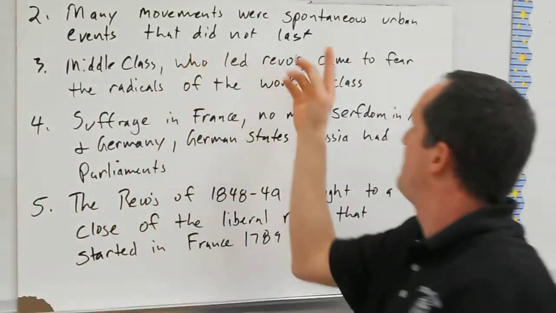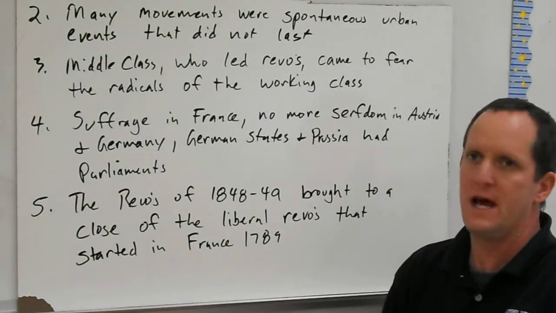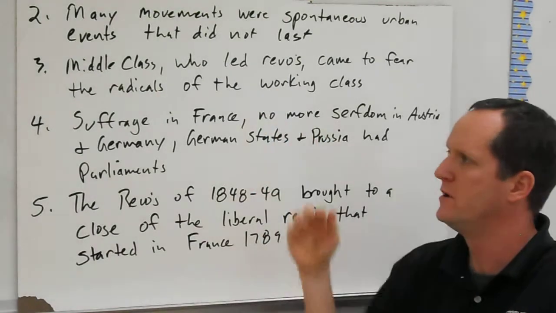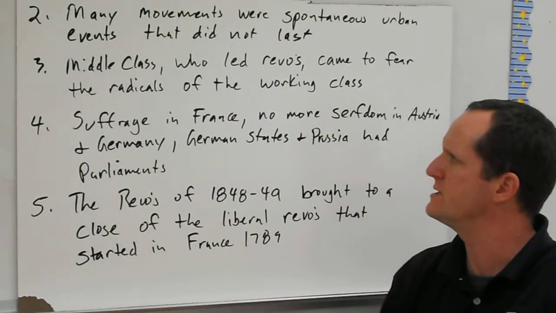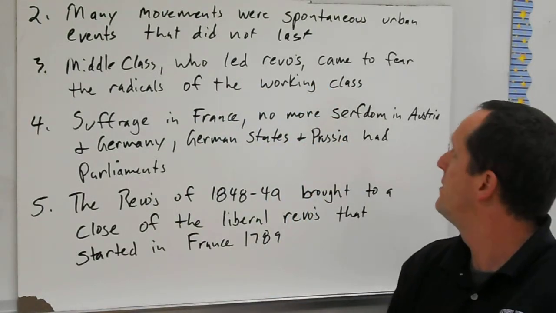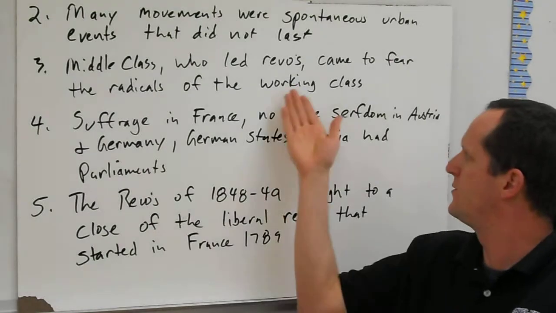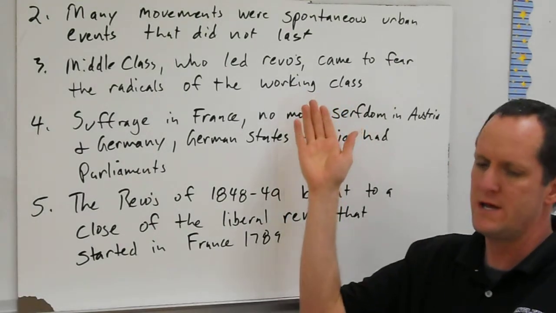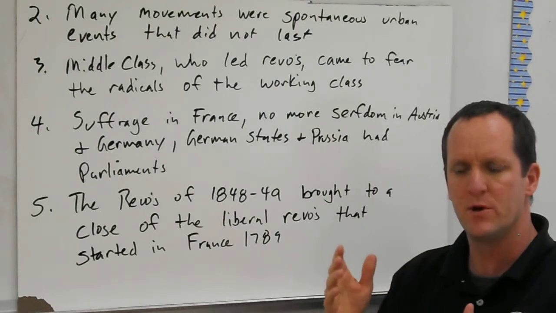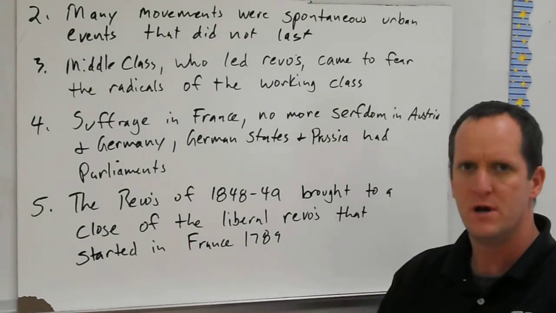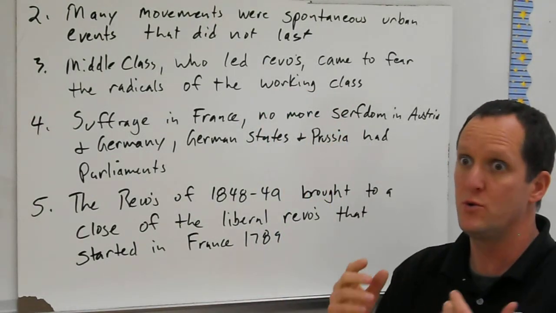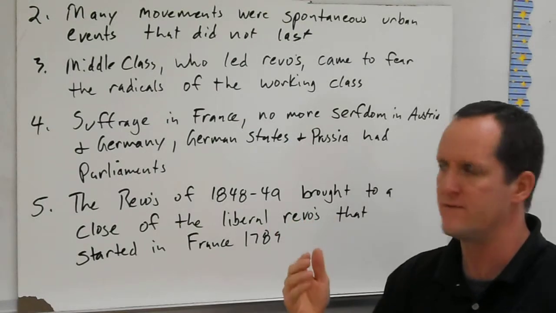Many movements were spontaneous urban events that did not last. So there wasn't a lot going on in the countryside. It was more things that were going on in the cities. The middle class, who led the revolutions, came to fear the radicals of the working class. Whereas in the French Revolution and other revolutions you had the bourgeoisie, the middle class, and even the upper class at times revolting, now we're starting to see a lot more from the working class. And you had a lot more working class due to the Industrial Revolution.